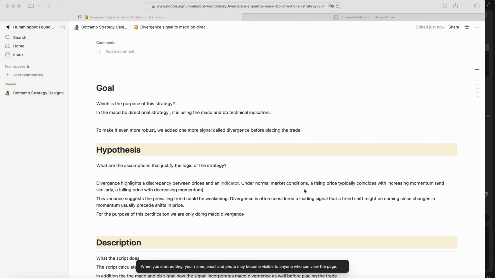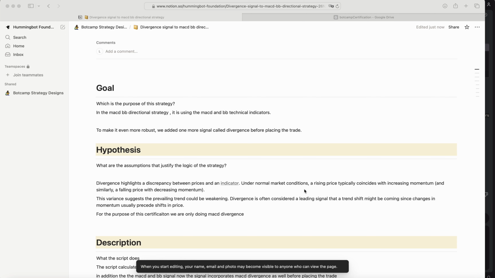So divergence highlights a discrepancy between the prices and an indicator. Under a normal market condition, a rising price usually coincides with increasing momentum and a falling price with decreasing momentum. However, if there's a variance between the price and a momentum indicator like MACD, this suggests the prevailing trends could be weakening. So divergence is often considered a leading signal, and a trend shift might be coming since changes in momentum usually precede shifts in price.